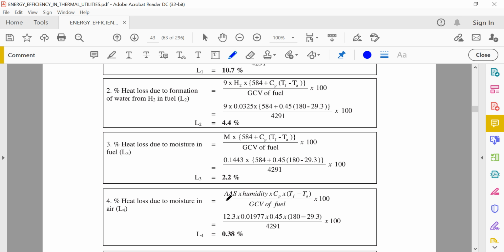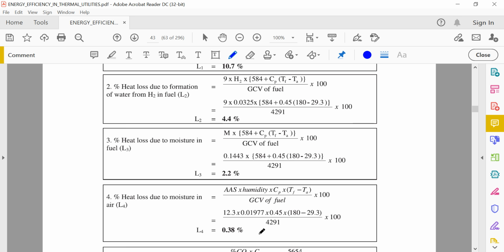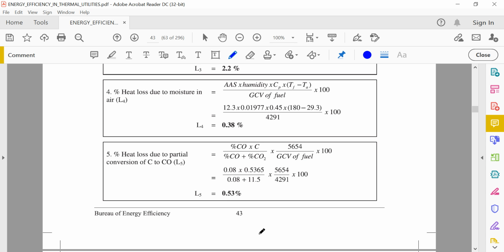This is actual air supply multiplied by humidity. From here we are getting the moisture content in air. Here you can see that we are not using 584. This is because the moisture in air is already in an evaporated stage, so it does not require any energy to evaporate. So only Cp, the specific heat of steam, multiplied by the enthalpy gain is given. After putting in the values, we are getting 0.38% loss due to the moisture in the air.